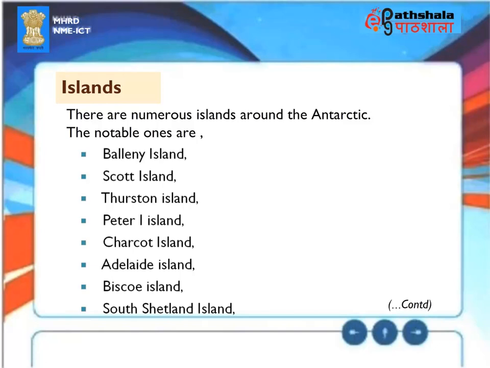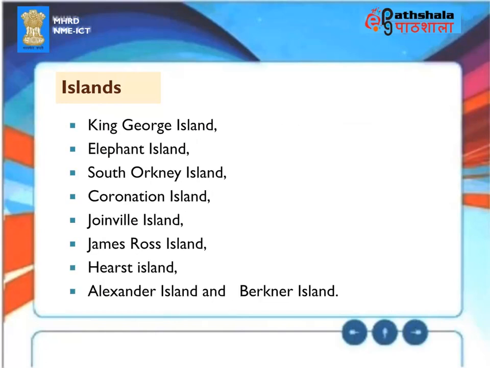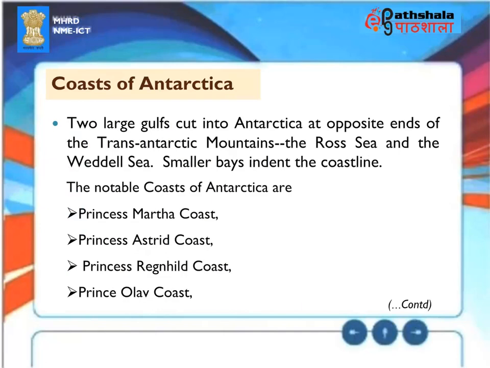Islands. There are numerous islands around the Antarctic. The notable ones are Baleine Island, Scott Island, Thurston Island, Peter I Island, Charcot Island, Adelaide Island, Biscoe Island, South Shetland Island, King George Island, Elephant Island, South Orkney Island, Coronation Island, Joinville Island, James Ross Island, Hearst Island, Alexander Island, and Berkner Island. Coasts of Antarctica.